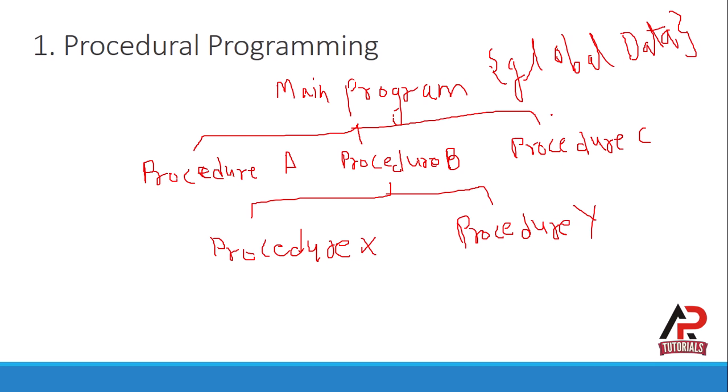Before the main program, you just declare the global data. This data will be shared by all procedures. So that is the main thing in procedural programming: it always prefers to go with global data. That is the first programming methodology, procedural programming.